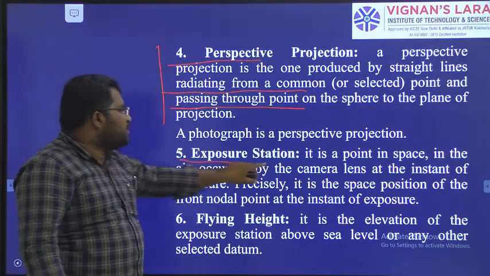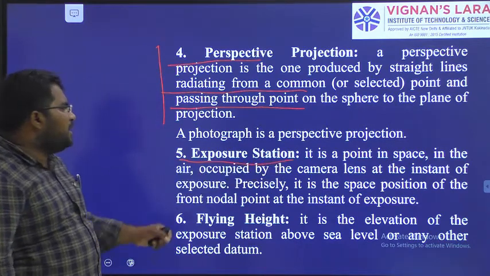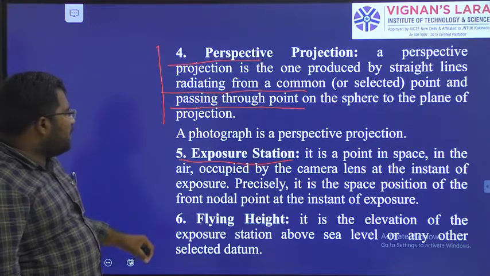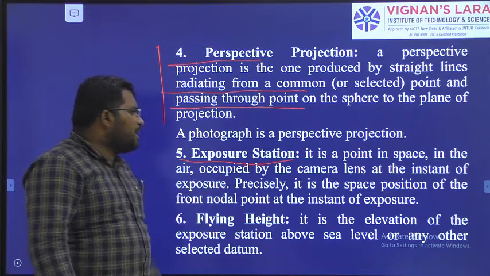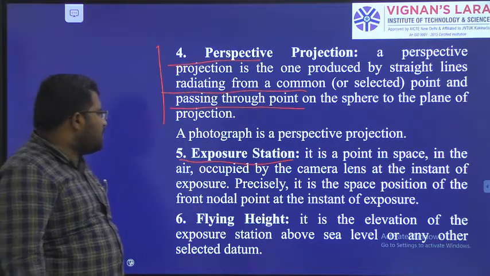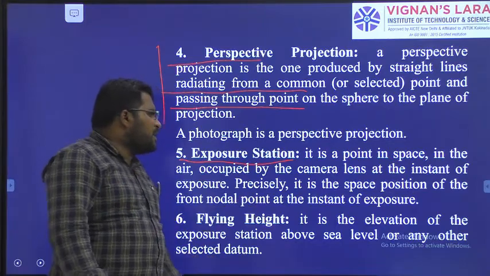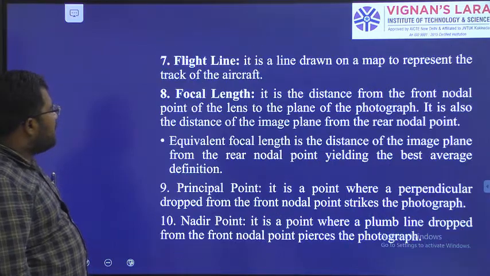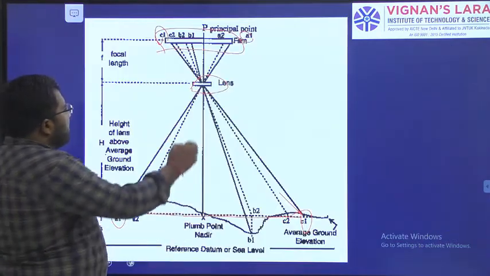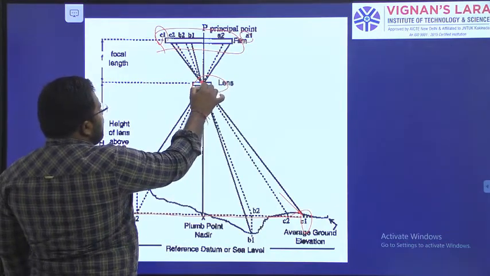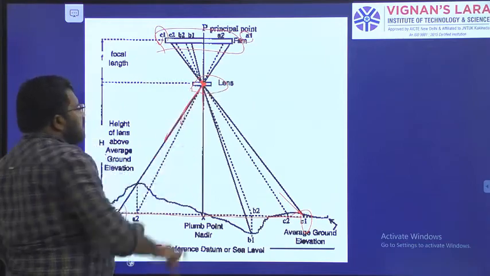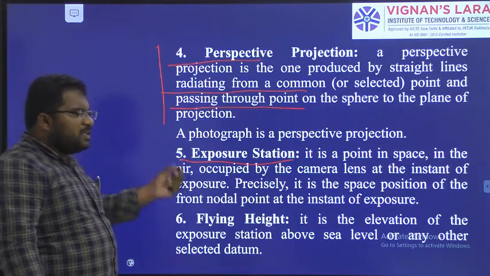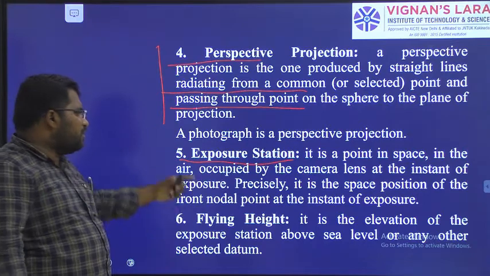Next, exposure station. It is the point in space, in the air, occupied by the camera lens at the instant of exposure. Precisely, it is the space position of the front nodal point at the instant of exposure. So now you can see here, this is the point where the exposure is happening. That is called the exposure station, from where the lens is going to expose.